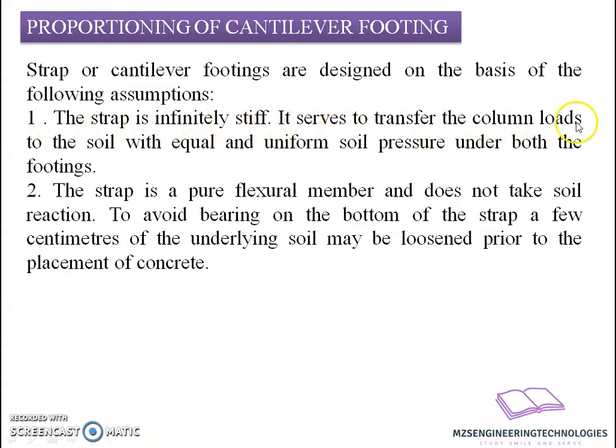It serves to transfer the column loads to the soil with equal and uniform soil pressure under both the footings. So it is a connecting beam between the two columns. This is provided when the columns are located at the edge and the footing has to be placed eccentrically, and that's why we require additional stability. So we are going to anchor the column with the nearest stable footing by a beam known as a strap beam.